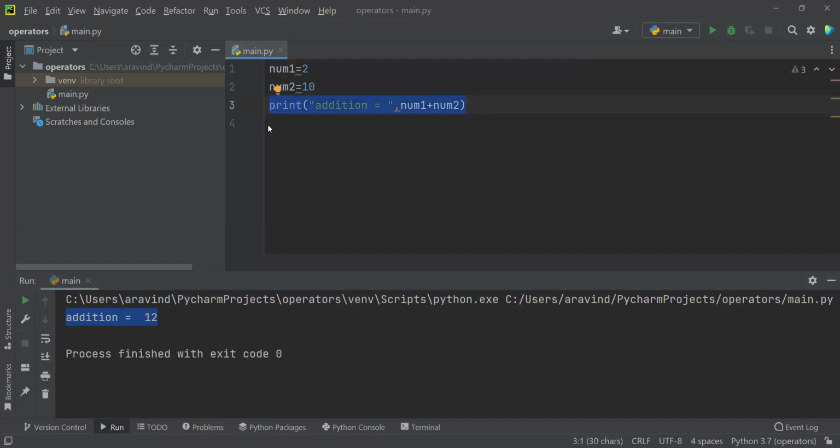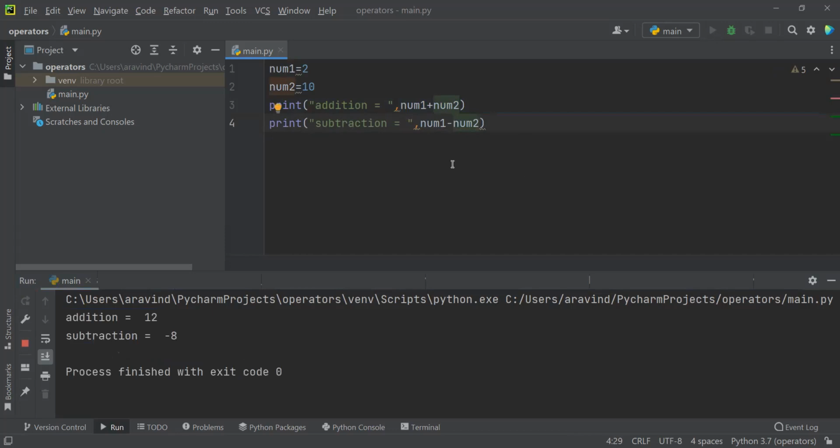So next, let's copy this one and paste it here. The next one is subtraction. Simply, in the place of plus we put minus. What is the result of 2 minus 10? Minus 8 only. So we can do each and every mathematical operation here.